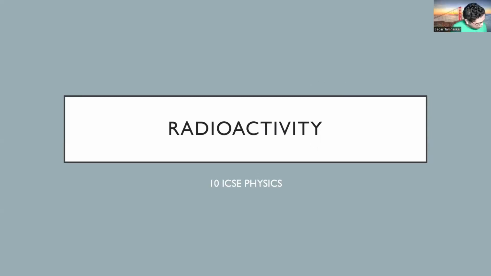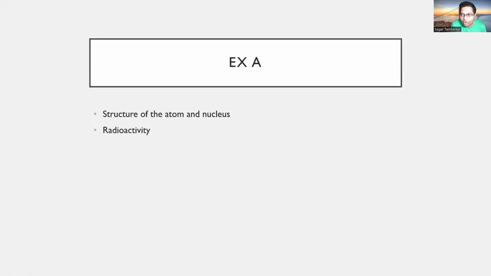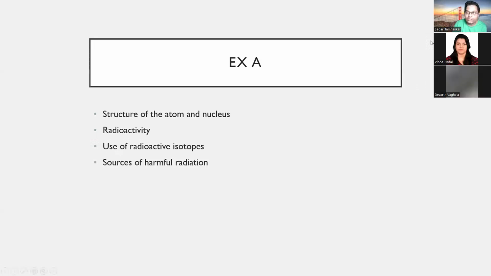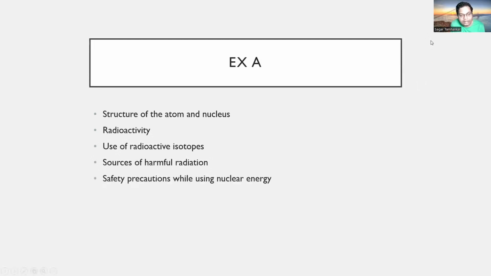Okay. So in this chapter on radioactivity, there are certain things which we will be doing, like previous knowledge, something that you already know. So what topics are covered in this exercise? First is the structure of atom and nucleus. Then we will be talking about what is radioactivity. We will be talking about the uses of radioisotopes, and then sources of harmful radiation. Also, safety precautions while using nuclear energy, and background radiation. So these are the topics that are there in the first exercise.